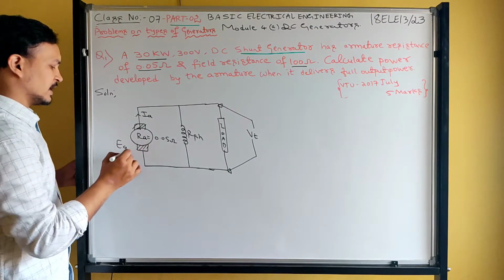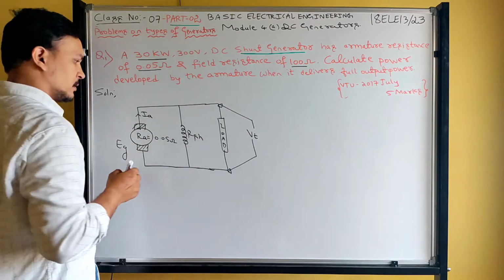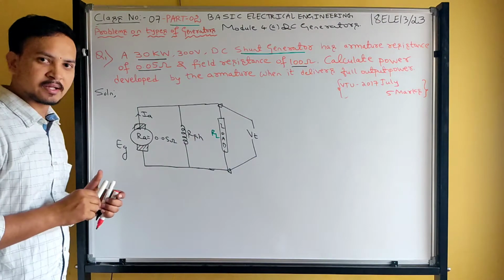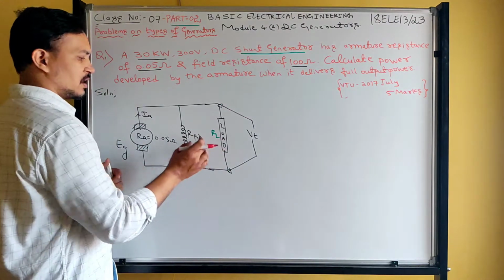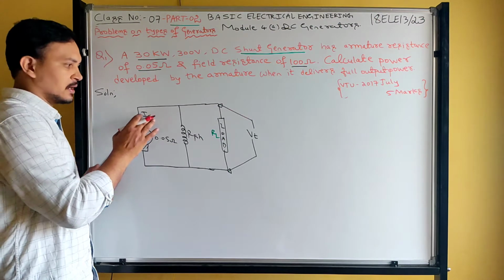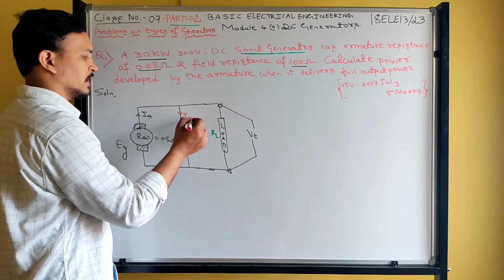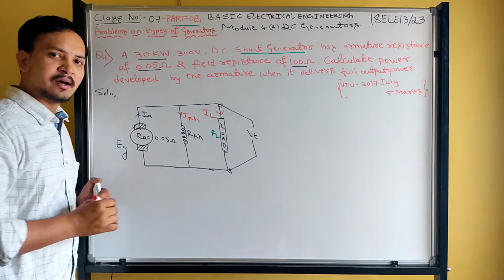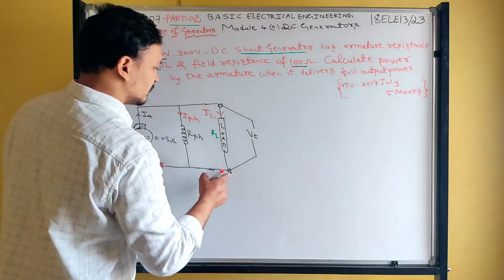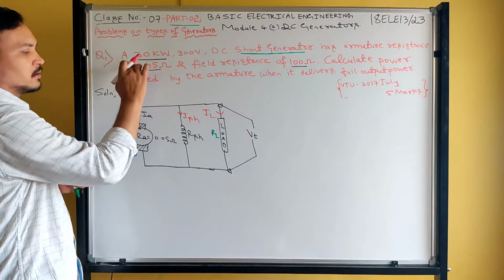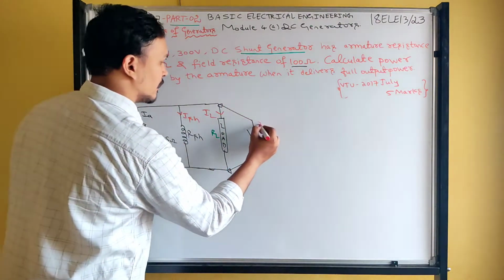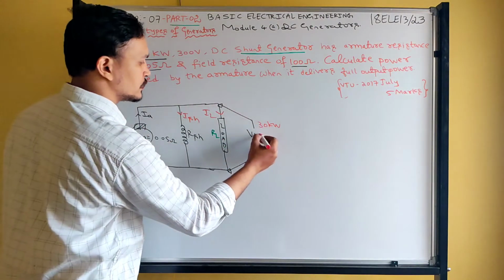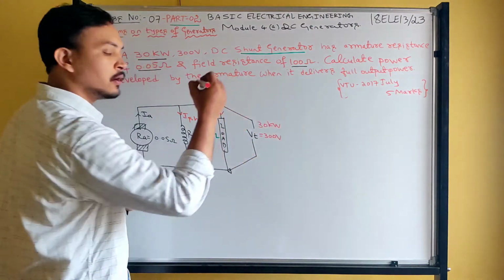We know that the generator is going to induce some voltage, Eg. Now, besides RSH, let us assume the load has some resistance RL, load resistance RL. So now these two are connected in parallel. The supply current, this Ia current, will divide into these two branches. Part of the current flows through the shunt field winding, which is ISH, and part of the current flows through the load, which is the load current IL. The given output delivered power is 30 kilowatt, at 300 volt. So the terminal voltage is 300 volt.